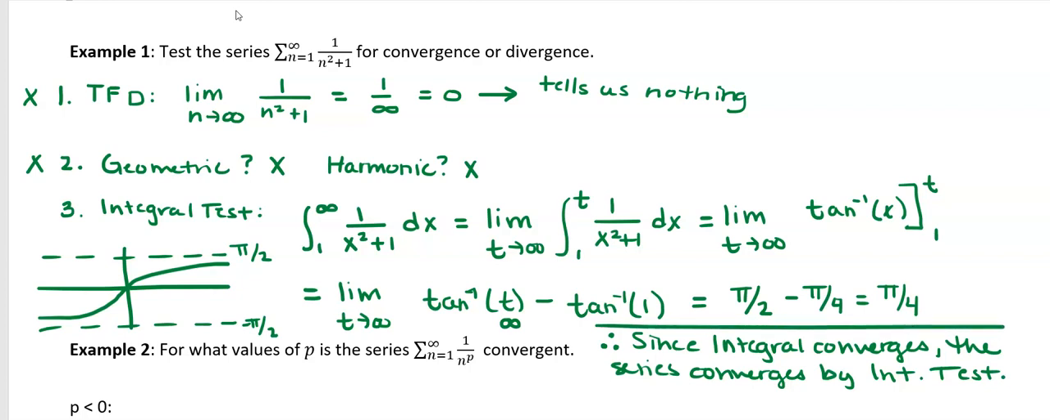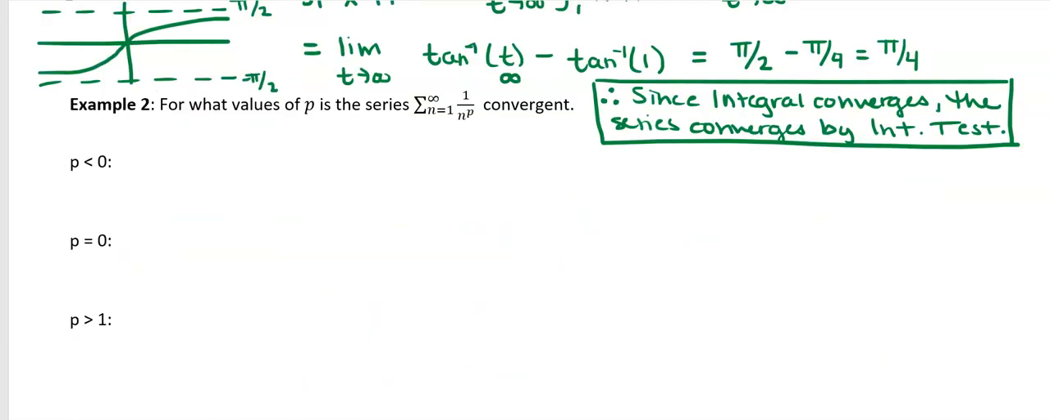Okay, so that is our answer. Pi over 4 is not our answer. That's just telling us that it's converging as an integral form. So we know that the series is now converging because the integral converged through the integral test.